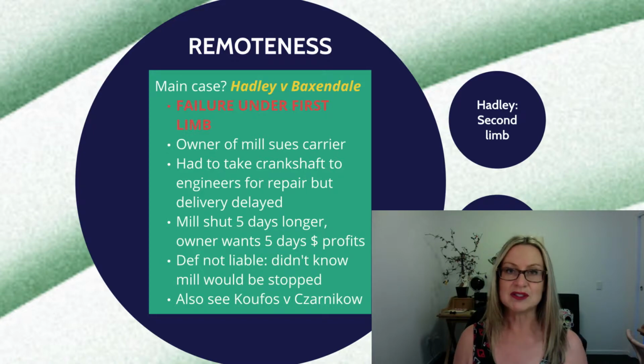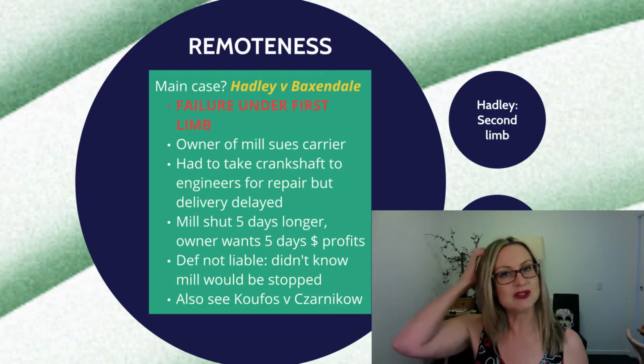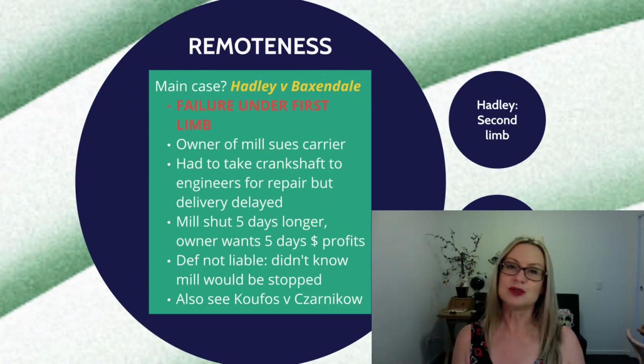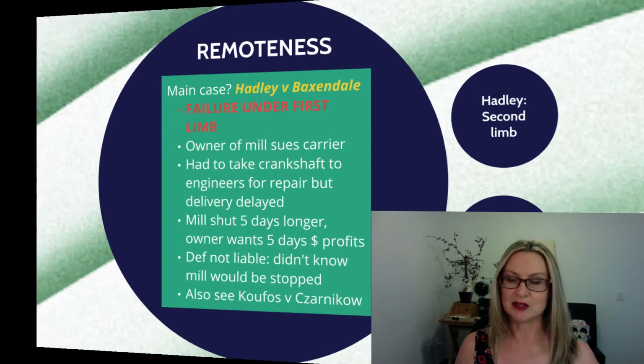So because the mill being shut down completely was not the kind of loss that was usually within the contemplation of the parties as something that would happen if there was a delay in delivery back, then recovery was denied. So that's your first limb. The other case that the text goes into is Kufos and Chazannikov, rather boring sugar case. I won't bother you with it now. You can explore that at your leisure.